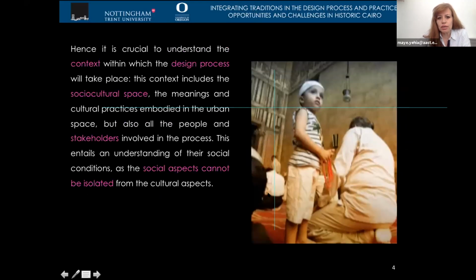Hence, it's crucial to understand the context within which the design process will take place. This context includes the socio-cultural space, the meanings and cultural practices embodied in the urban space, but also all the people and stakeholders involved in the process. This entails an understanding of their social conditions, as the social aspects cannot be isolated from the cultural aspects.